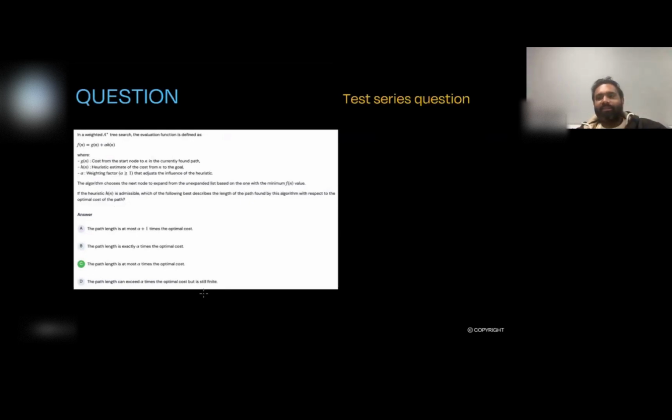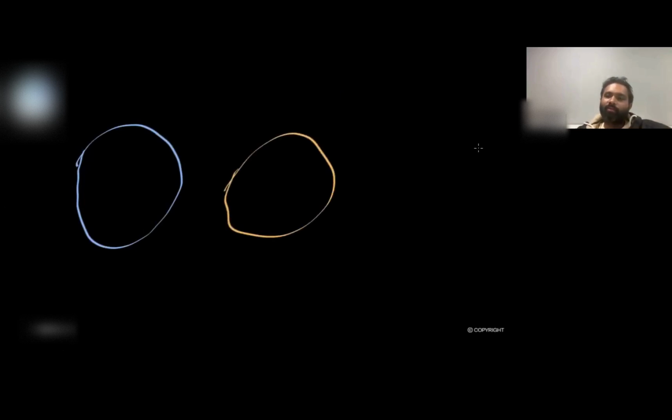So Fn is Gn plus alpha times Hn. That is the Fn value that you are considering. Now, how does the search algorithm proceed? There is something called a closed list and something called an open list. It will consider the node from the open list which has the minimum F value. This is how it will proceed. Now, the F value could be anything. It will pick up the node and include it in the closed list. So this is my closed list. This is my open list.